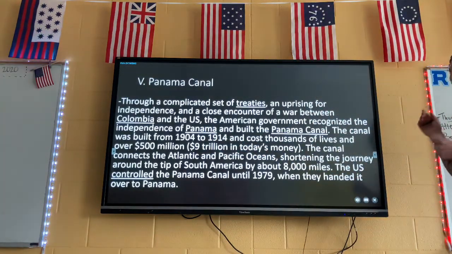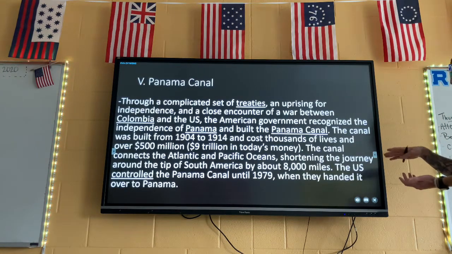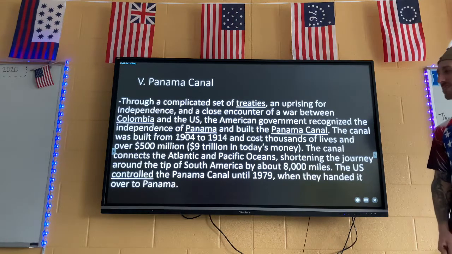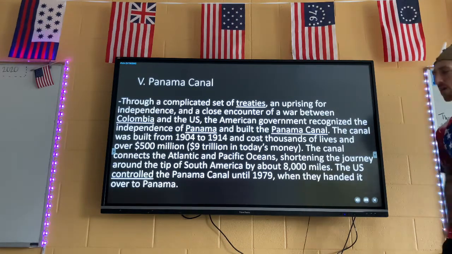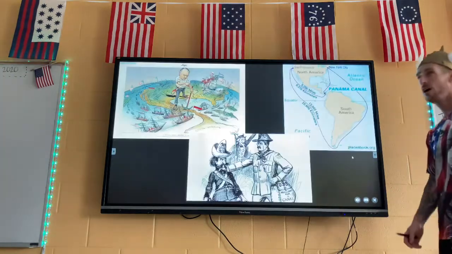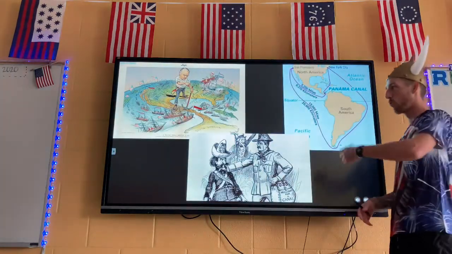And it was controlled by the U.S. until 1979. But still, I mean, the U.S. is probably the one sending in the most amount of stuff through there right now. So the U.S. is probably still making tons and tons of money off this, okay? So the Panama Canal. Roosevelt really flexing on everybody.